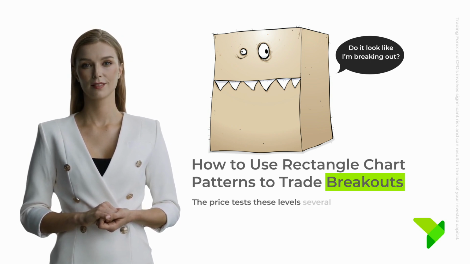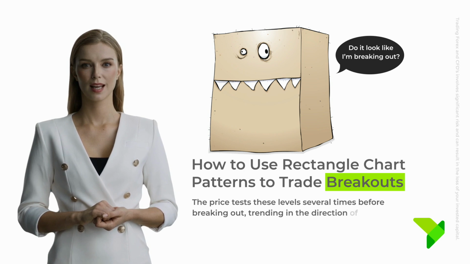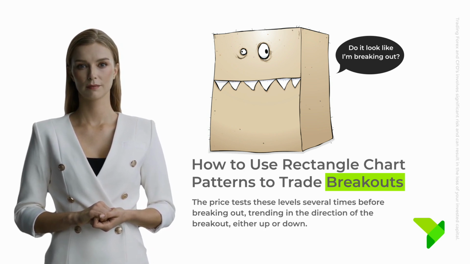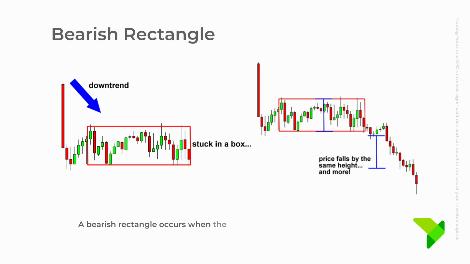The price tests these levels several times before breaking out, trending in the direction of the breakout, either up or down. A bearish rectangle occurs when the price consolidates during a downtrend. When it breaks below the rectangle, it tends to decline further.